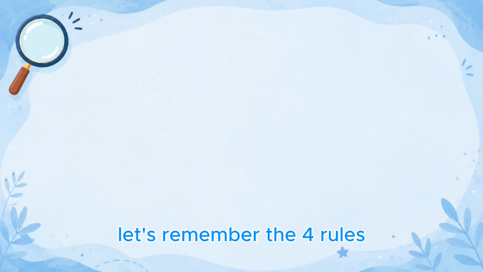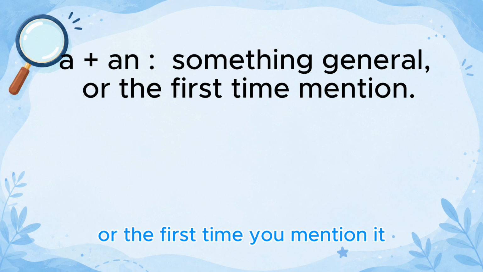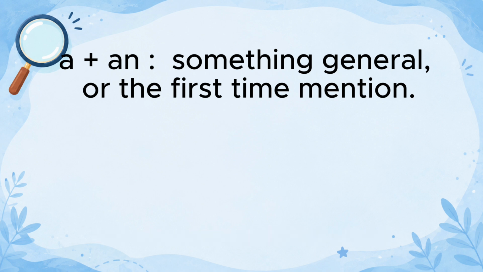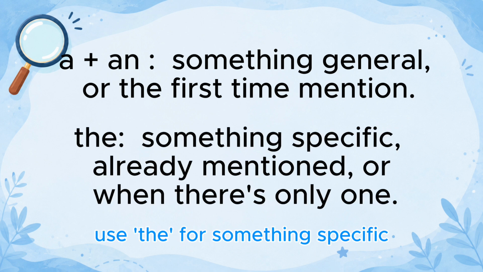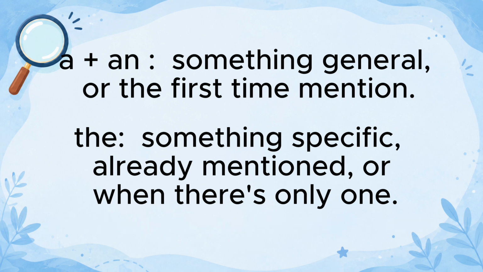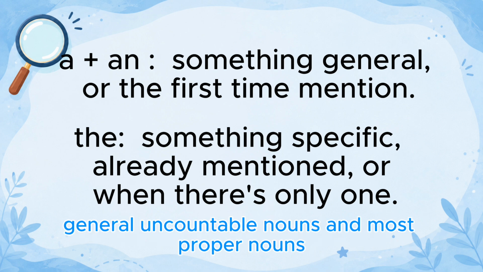Let's remember the four rules. Use a or an for something general, or the first time you mention it. And remember, it's about sound, not spelling. Use the for something specific, already mentioned, or when there is only one. And use no article for general plurals, general uncountable nouns, and most proper nouns.